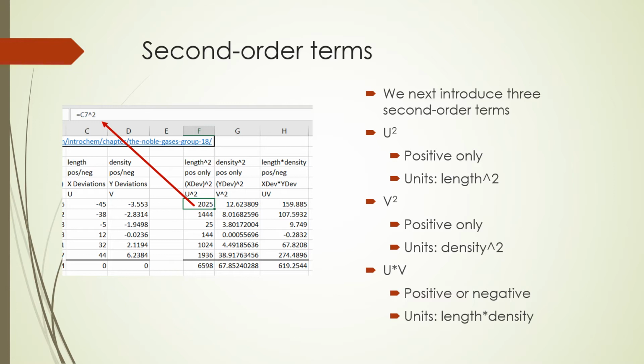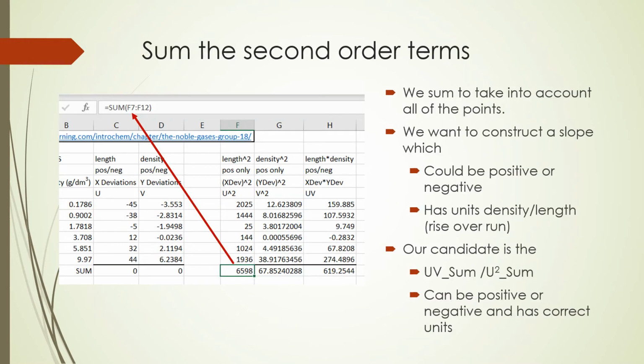Okay, so u squared is the square of the x deviations. It is positive only and has units of length squared. The v squared is positive only and has units of density squared. And u times v may be positive or negative. See that one little negative term in the list. And it has units of length times density. Again, we're doing something statistical, so we're going to sum. This time we're going to sum over those second order terms: the u squared, the v squared, and the u times v.